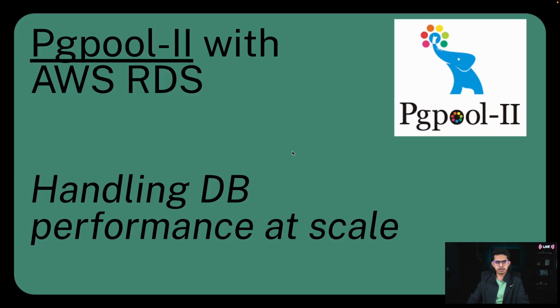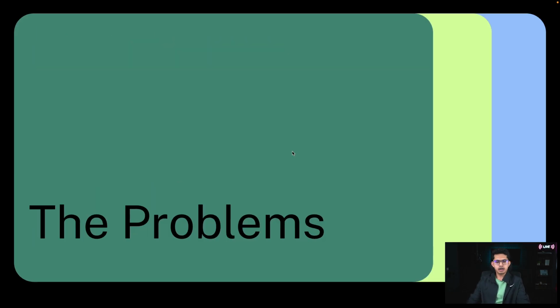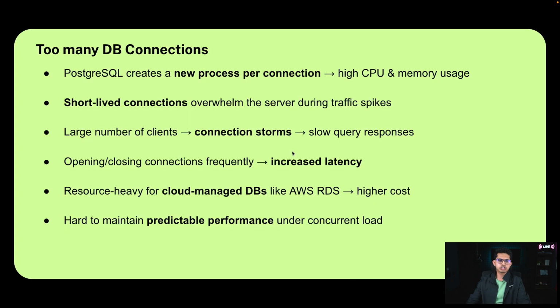So to begin with, this will be the topic for today: Pgpool-II with RDS, handling DB performance at scale. So what are the problems that usually one faces on the infra level when it comes to a Postgres database? The first problem being too many DB connections.